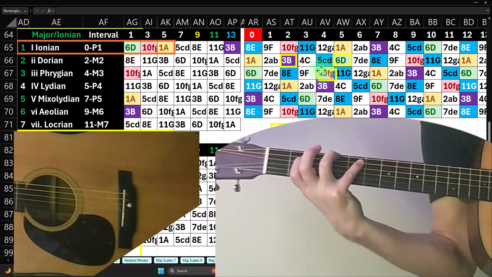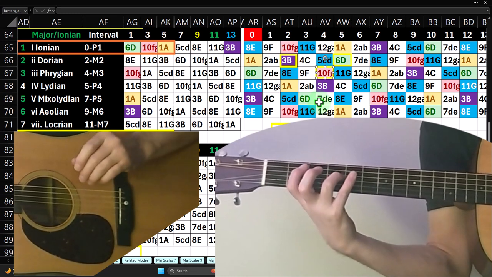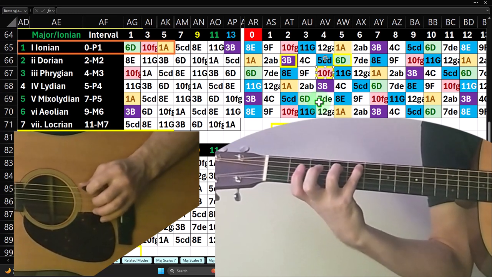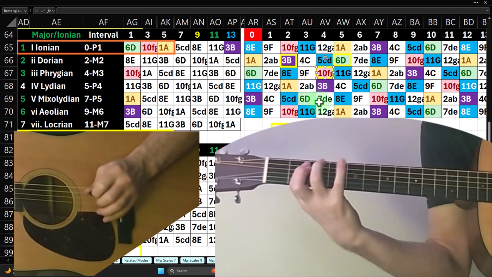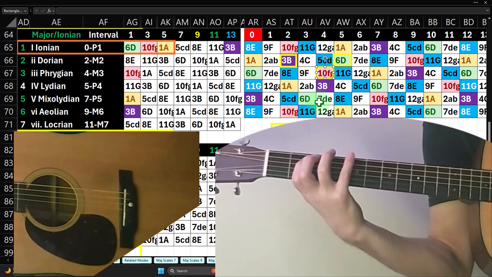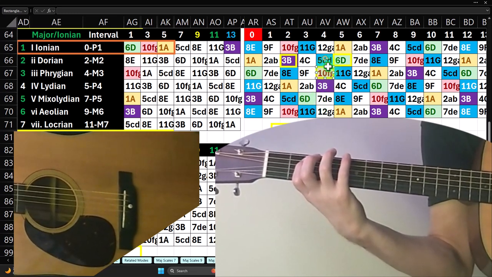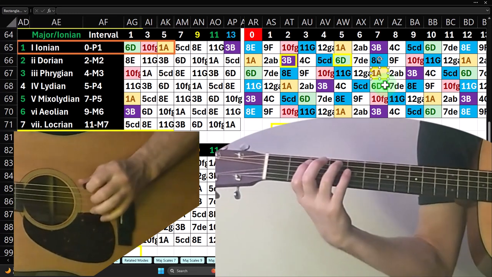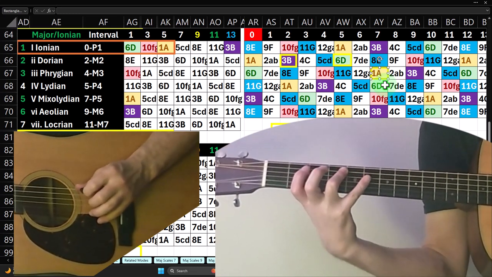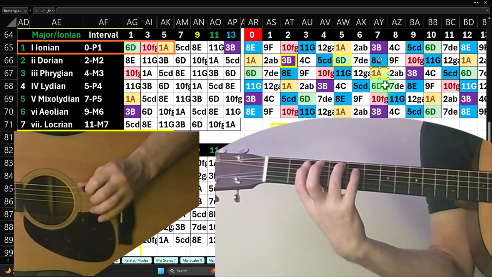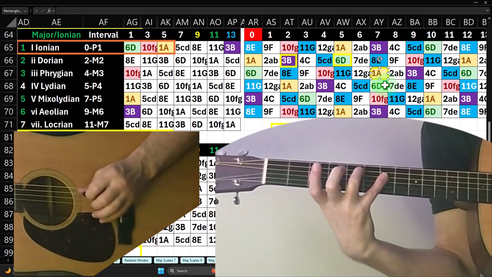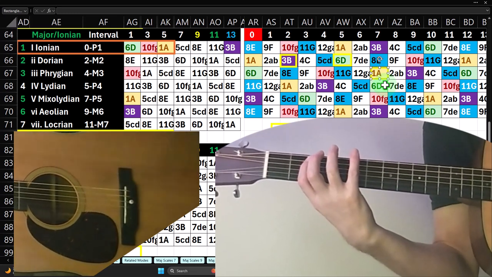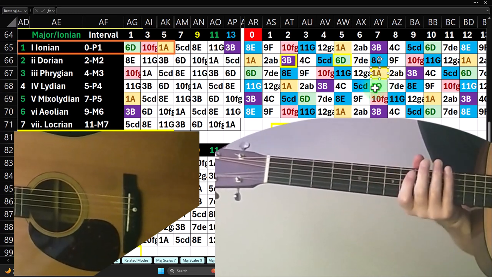Well, there's of course a third down here again. So I could arpeggiate it going 1, 3, 13. 1, 3, 1, 3, 13. Or if you don't like that, I have a five up here, so I could go 1, 5, 13. Wait a sec. 5, 13. 1, 5, 13. 5, 13. All right.